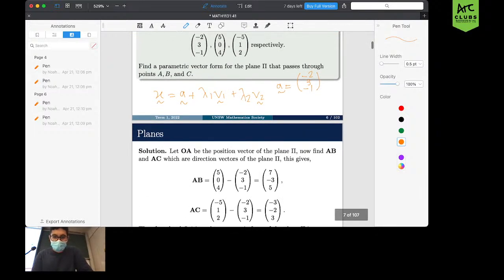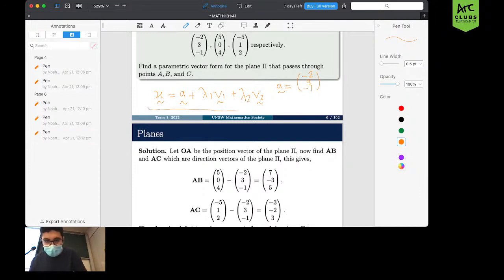So we calculate vectors AB and AC. Just recall that when we calculate vector AB, it's simply the position vector of B minus the position vector of A. And similarly, when we calculate vector AC, it's the position vector of C minus the position vector of A. And we get these 2 vectors: 7, -3, 5, and -3, -2, 3. So all we have to do now is make sure that these 2 vectors aren't parallel. And once we've done that, we can just sub them into that parametric vector form.